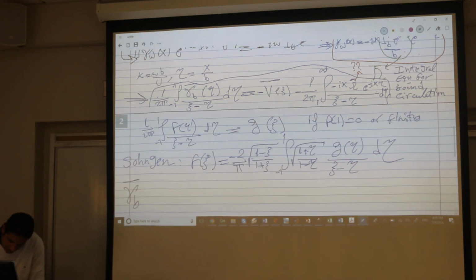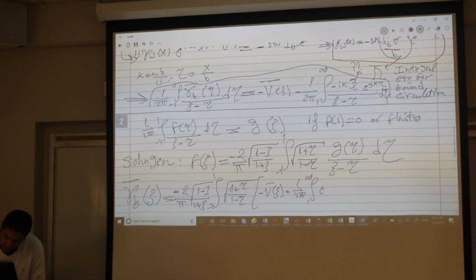So gamma bound as a function of zeta, here it is. It's -2 over pi, square root of 1 minus zeta over 1 plus zeta, integral -1 to 1, square root of 1 plus eta over 1 minus eta. Here is your stuff, right? I'll do this. So we have here plus i k omega, and we have e^{-i k eta}, zeta minus eta d eta. But now we need to distinguish, these should not be eta anymore, because we reserved eta for here, where we have d eta. So let's call this lambda. Doesn't matter, it's a dummy variable of integration. And here we have 1 over zeta minus lambda.